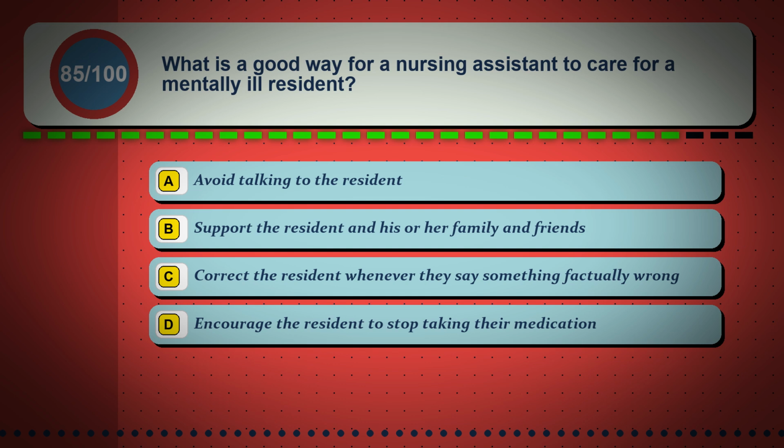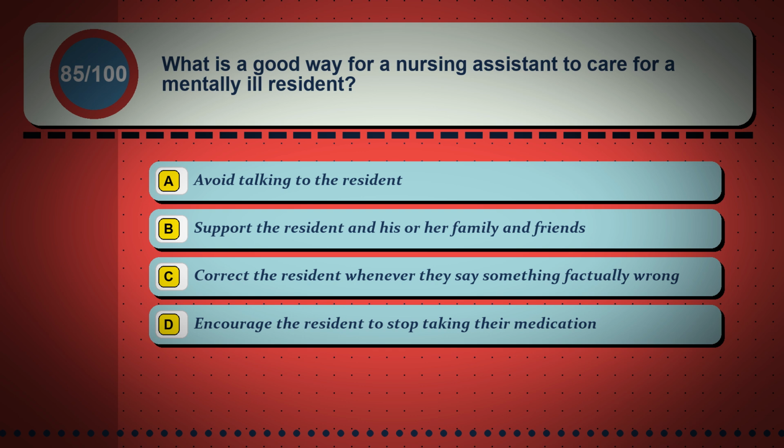Question 85. What is a good way for a nursing assistant to care for a mentally ill resident? Option A. Avoid talking to the resident. Option B. Support the resident and his or her family and friends. Option C. Correct the resident whenever they say something factually wrong. Option D. Encourage the resident to stop taking their medication.